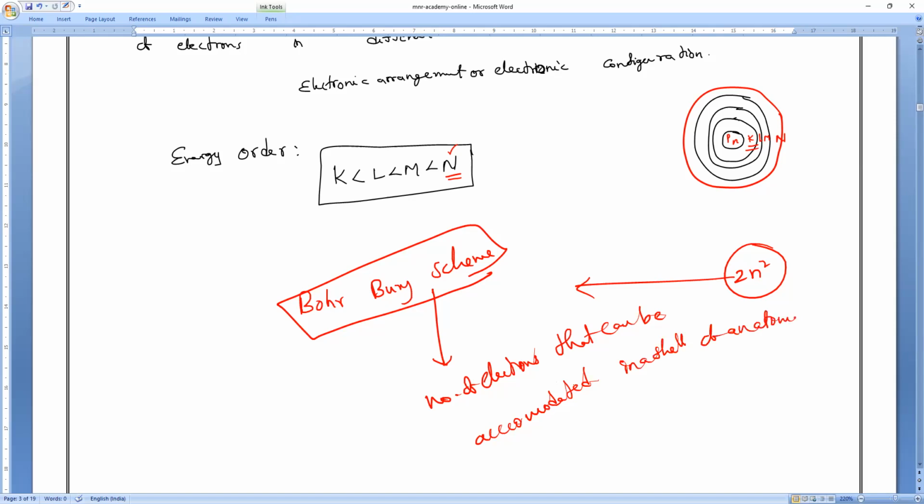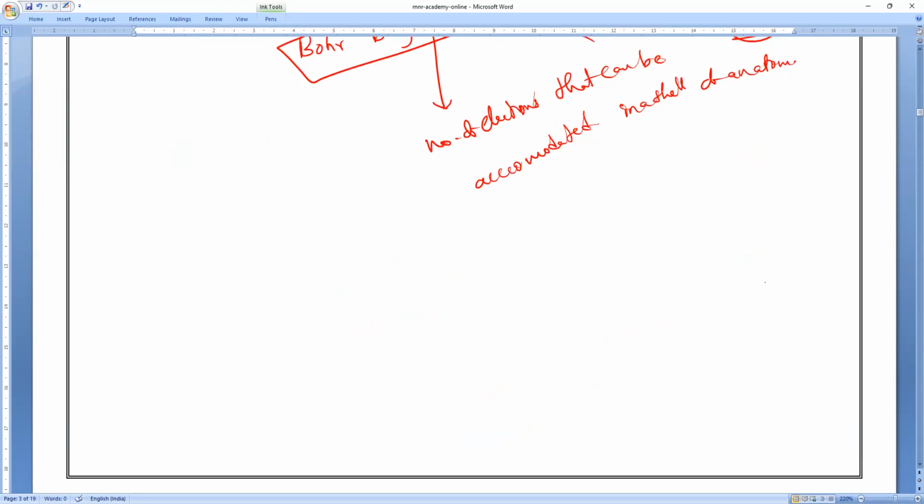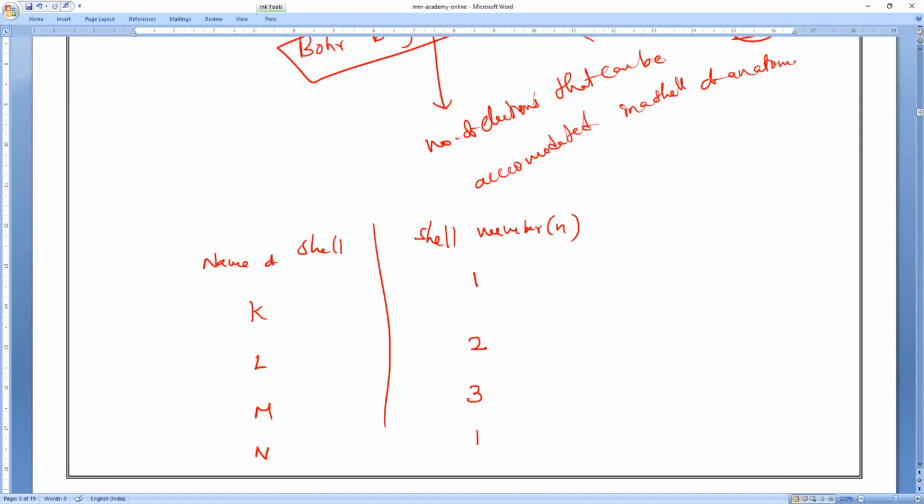I hope you all understand. So what is the formula? Bohr-Bury scheme, 2n square. And we all know the names of the shells: K shell, L shell, M shell, and N shell. Shell numbers are K is 1, L is 2, M is 3, N is 4. Till now, the elements present have a maximum of N shells. In future, O may also come, but till now there is none.